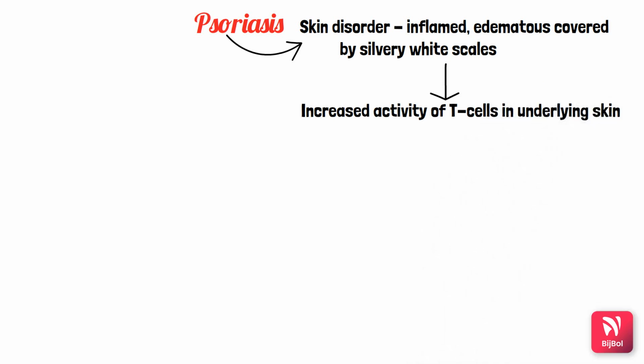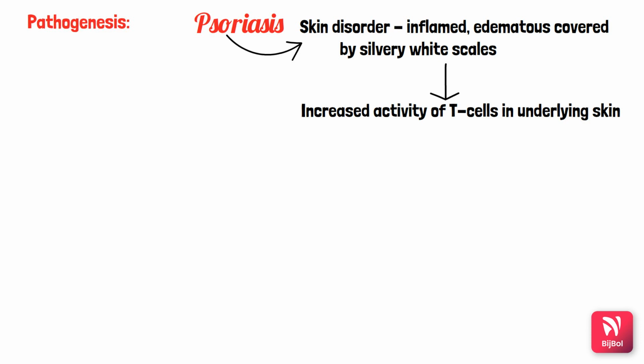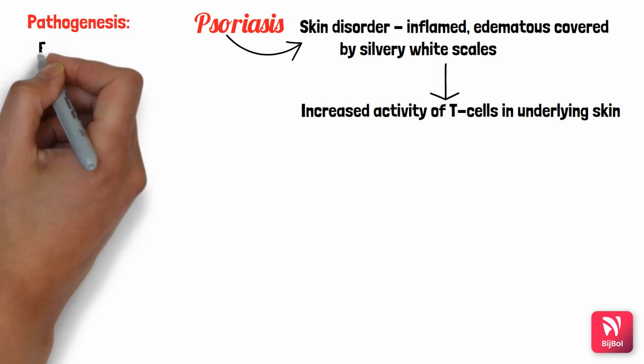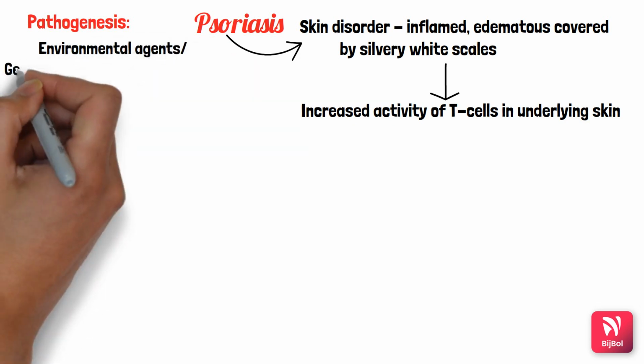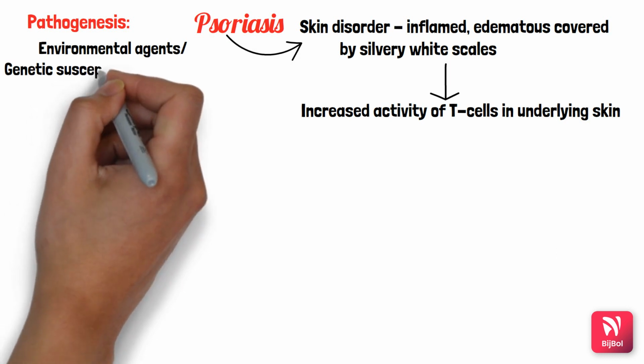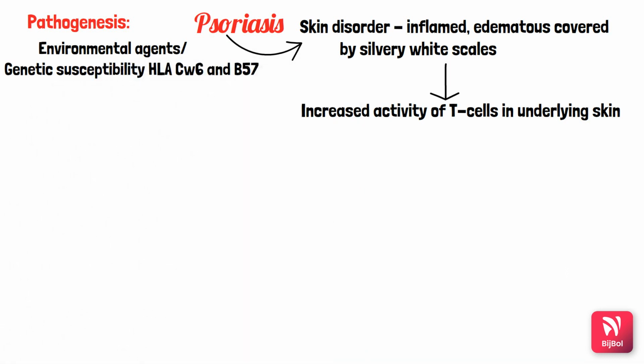Why is there increased activity of these T cells in psoriasis? So what is the pathogenesis behind it? There are some environmental agents, and sometimes psoriasis is even said to have genetic susceptibility, that is environmental agents or genetic susceptibility by HLA-CW6 and B57. These are various genes that might result in epithelial injury or keratinocyte injury.